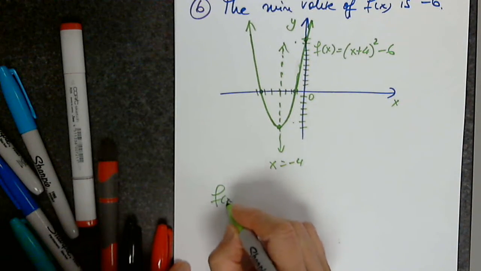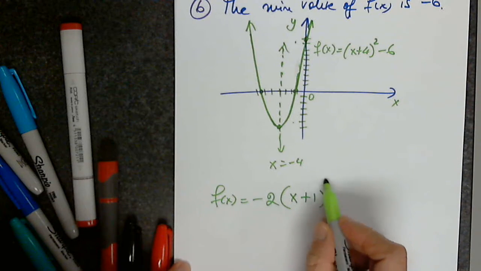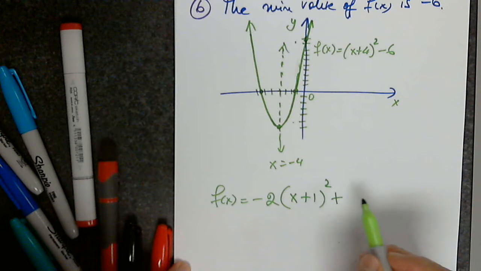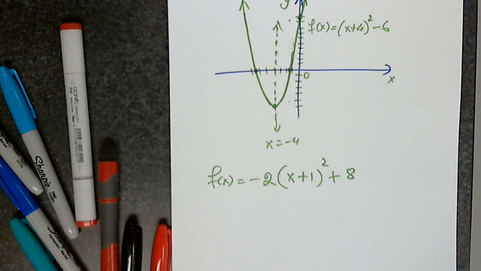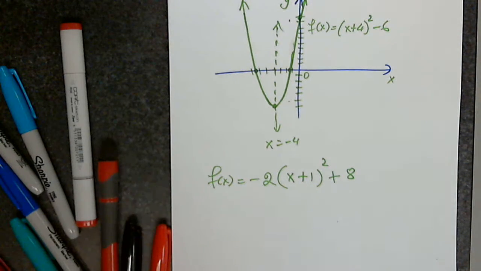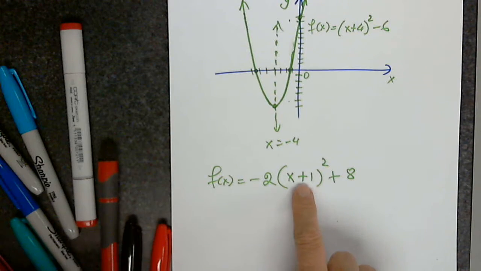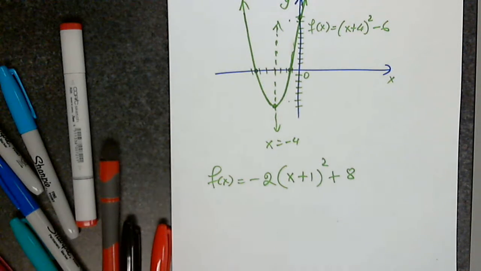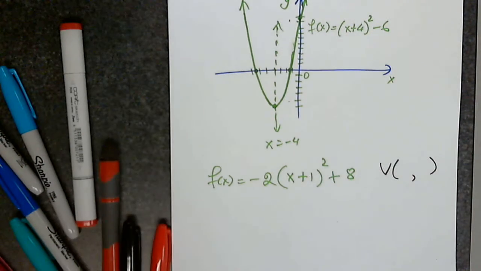So let's say f of x equals negative 2 times (x plus 1) squared plus 8. Since we already had one with a plus, I'm going to say it's minus. It doesn't matter, really. You want plus or minus here. Okay. Now, immediately you can identify the vertex with no calculations whatsoever.